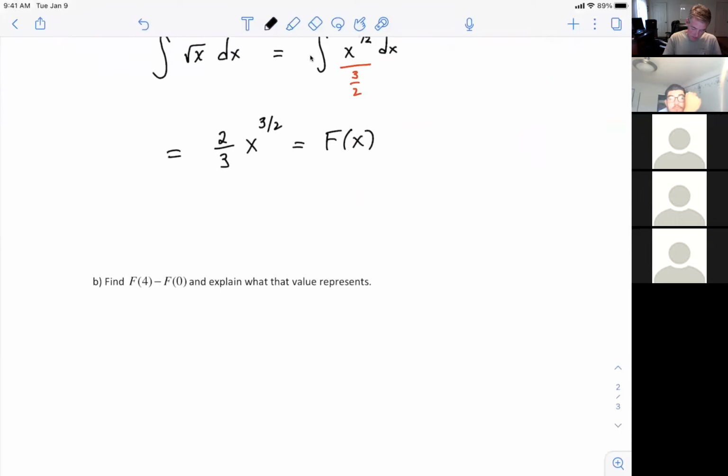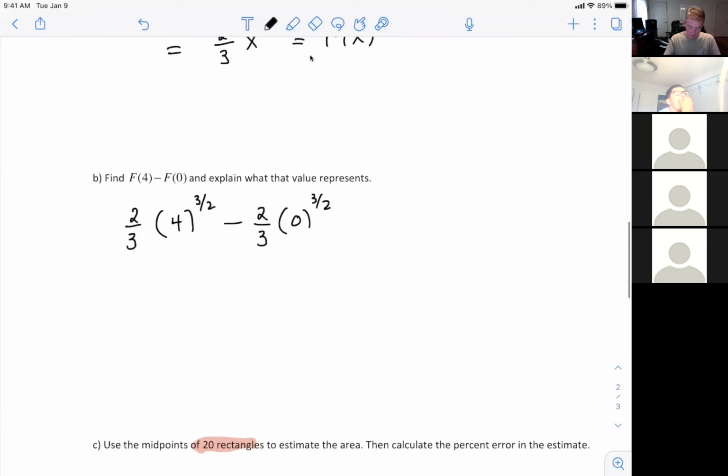Then plug in the endpoints. So it's going to be 2/3, and then plug in a 4 to the 3/2 power, minus 2/3, and then plug in the 0 to the 3/2 power. Well, the second one, since it's a 0, that's just going to be 0. And for the first one, this means the square root of 4. So the square root of 4 is 2.